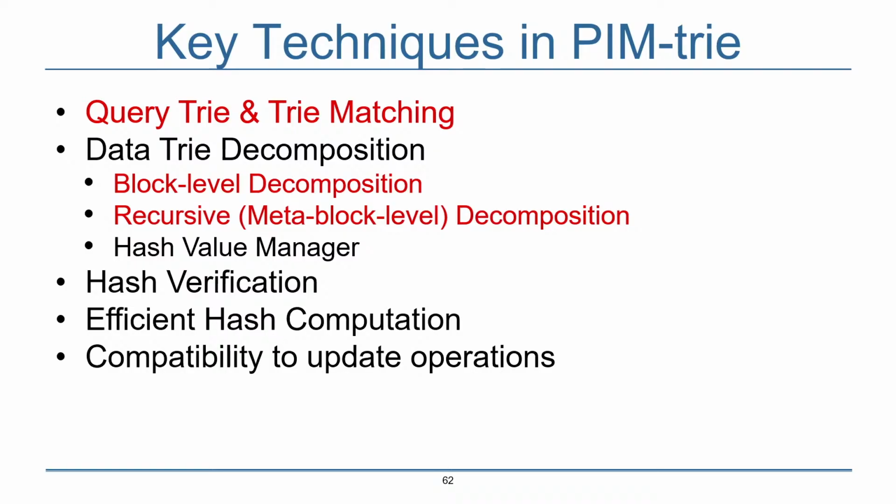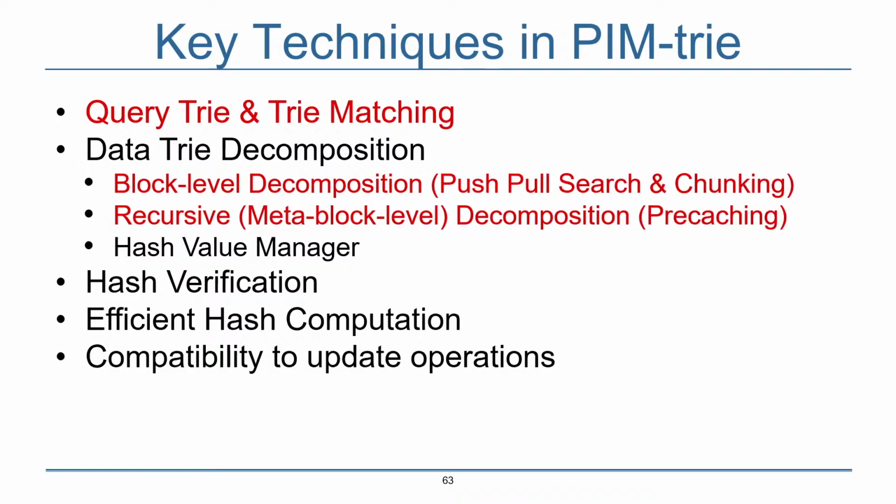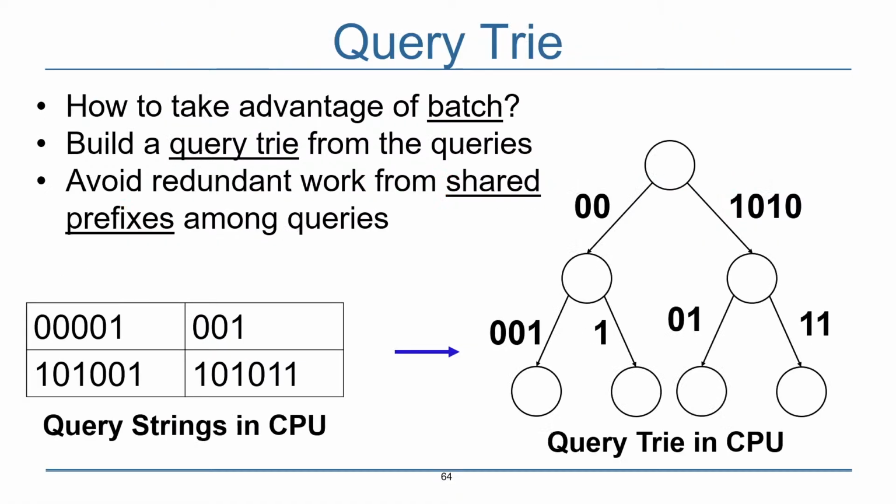So we have 3 techniques that I'll talk about here, and many others. The idea is that this one is very much influenced by the push-pull search and chunking, and this one is very much influenced by our pre-caching strategy. But we will have to go through the query trie first. Query trie is our technique to take advantage of a batch of queries. We have 4 queries here, and we build a trie from that so that we can avoid the redundant work in the shared prefixes. This is done in the CPU.